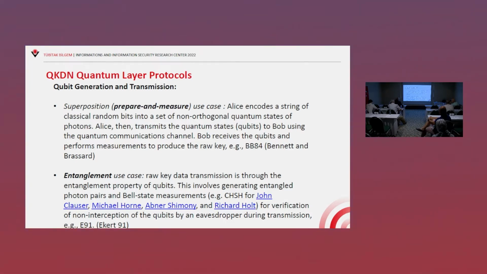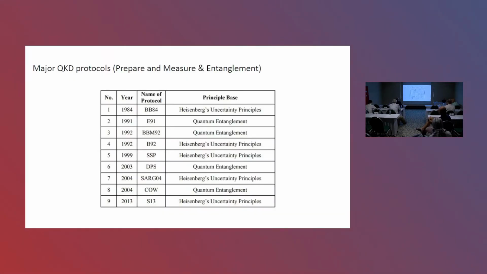So typically, one would use this CHSH protocol to verify the non-interception of the qubits by an eavesdropper during the transmission. This is called E91. Artur Ekert in 1991 was the first person. He's now in the UK, who has shown that entanglement could be used for secure data communications. So after his name, this protocol is referred to as E91.